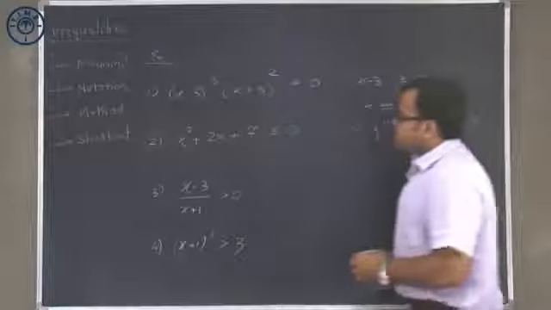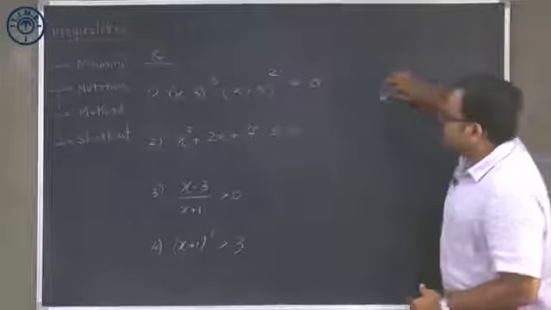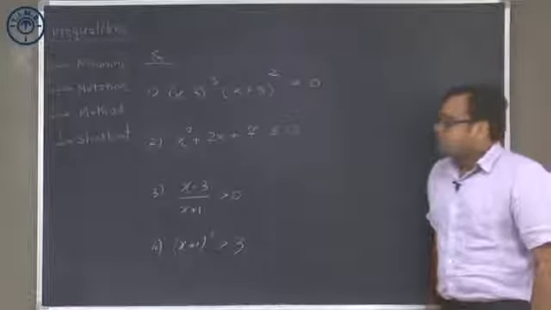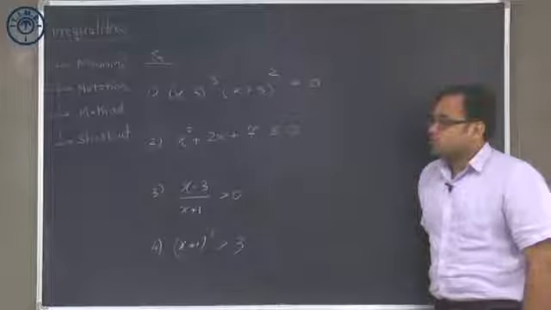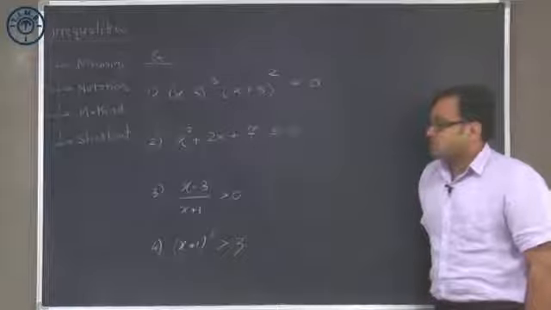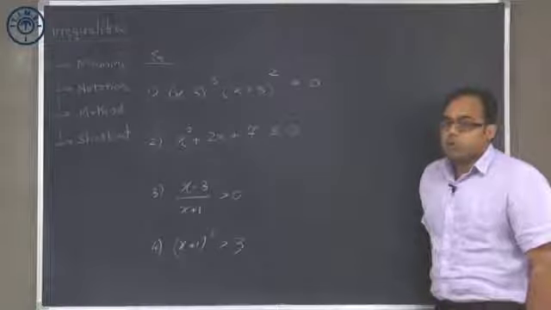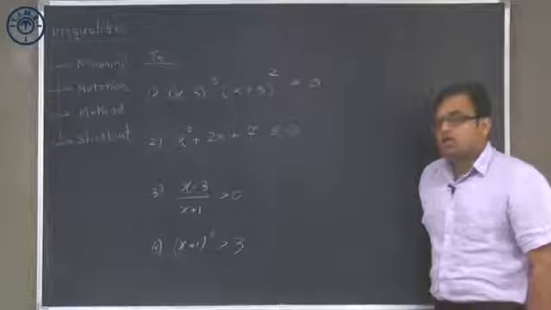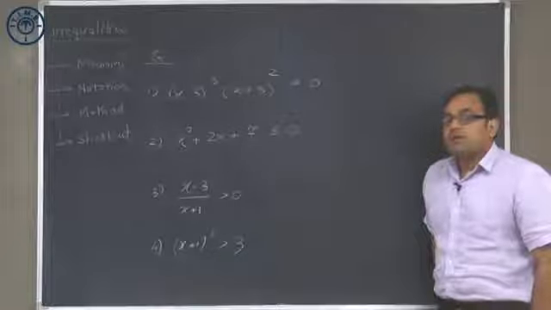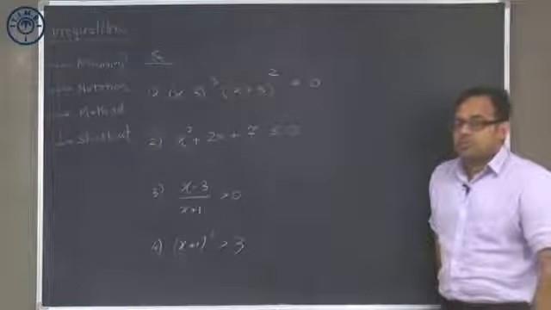Second one. x square plus 2x plus 7 is less than or equal to 0. First thing is that if you try to find the factors of x square plus 2x plus 7, something that we have been doing so far, it will not be possible, because x square plus 2x plus 7 will not have any real roots. It will have only complex roots. So therefore, it is not possible for you to find the factors. If you cannot find the factors, it cannot be written in the form (x plus alpha) into (x plus beta), which means that the normal method that we have been using so far will not work.